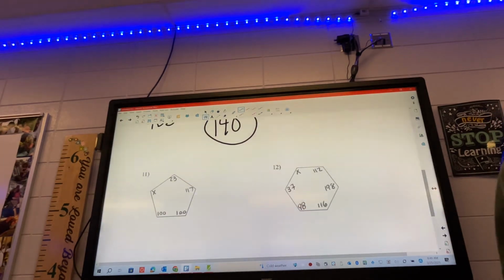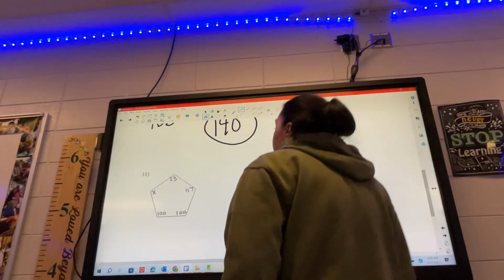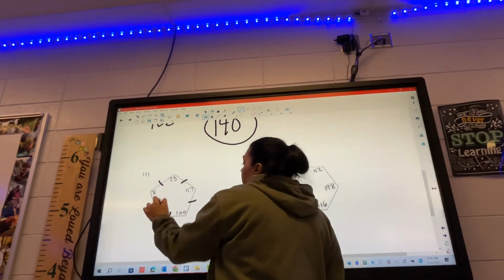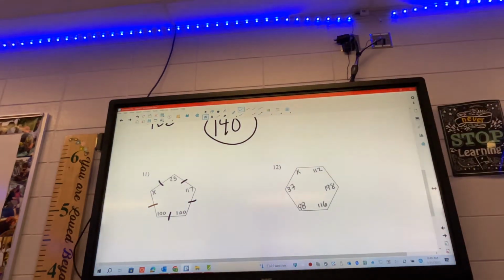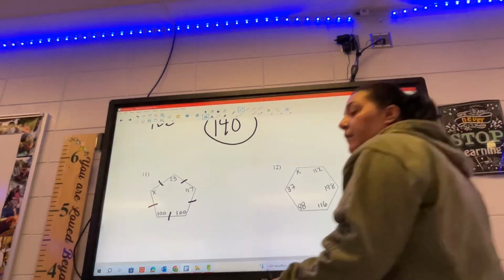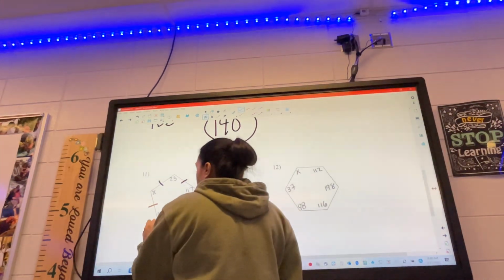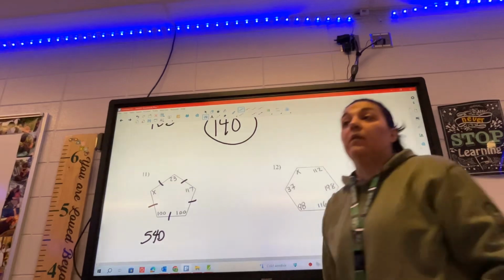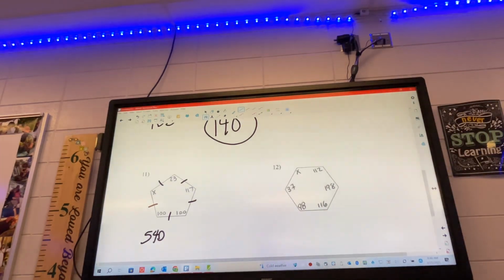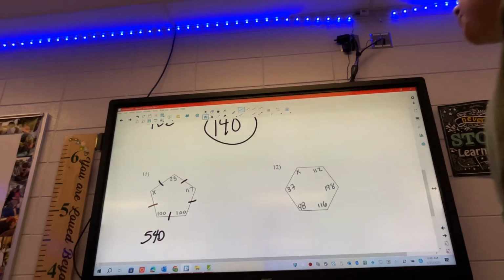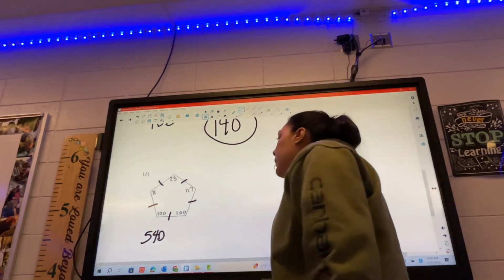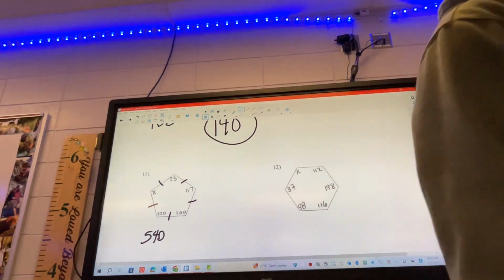Okay, 11. We're going to start off by finding our amount of sides. So 5 minus 2 times 180. 540. Is it 540? Yeah. Okay. So we're going to say 540 minus 23 minus 117 minus 100 minus 100.